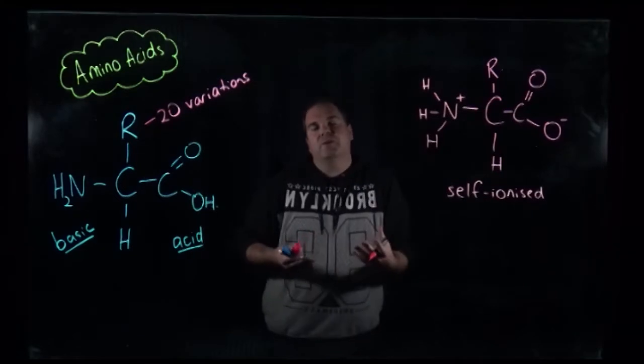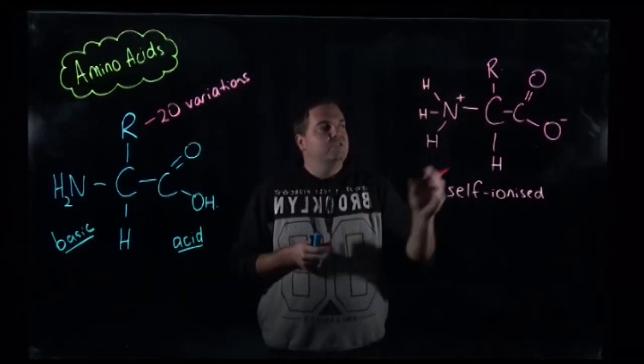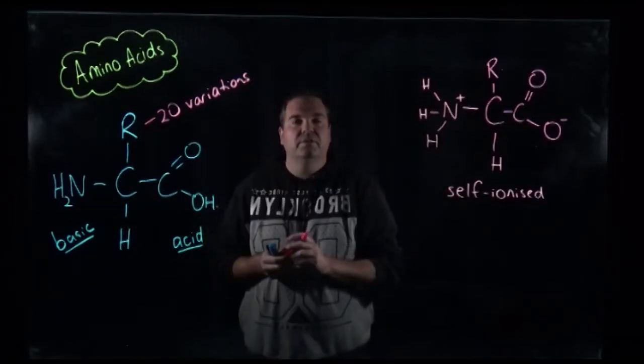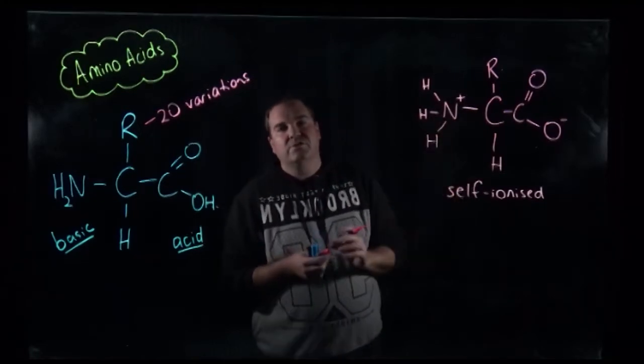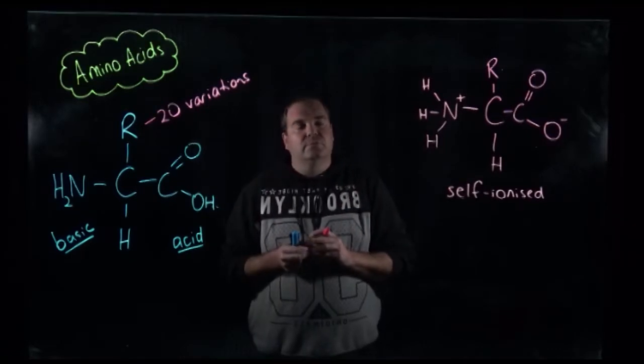Right? Now this is one of the reasons why amino acids are so soluble in water. I mean, you have these two polar functional groups here, which even on their own will be able to hydrogen bond with water. But because you can self-ionize, you can now get ion dipole interactions occurring between the amino acid and the water, so they're always really soluble.